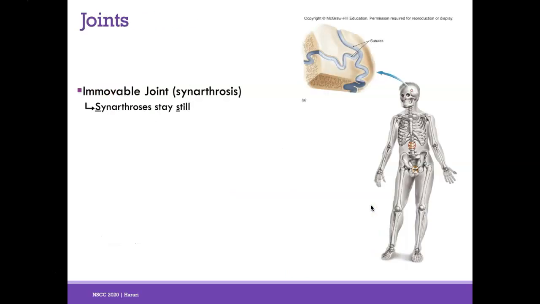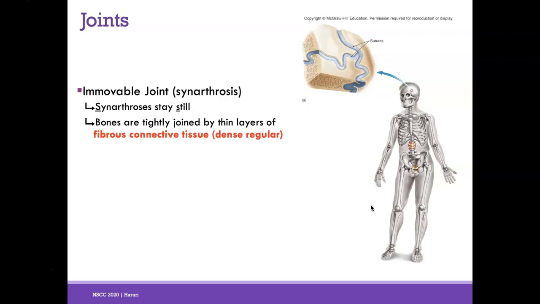Let's talk about different categories of joints, starting from the least mobile. An immovable joint is called a synarthrosis. The plural is synarthroses, and a good way to remember it is S for synarthroses, stay still. Those are like sutures, where bones are tightly joined by thin layers of fibrous connective tissue, dense regular connective tissue, specifically. These are joints, technically, but they're made out of connective tissue and they don't move. This is an example of a joint that stays still. It's a synarthrosis. There's no movement at all.